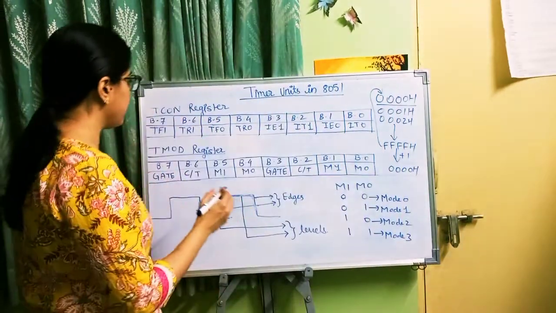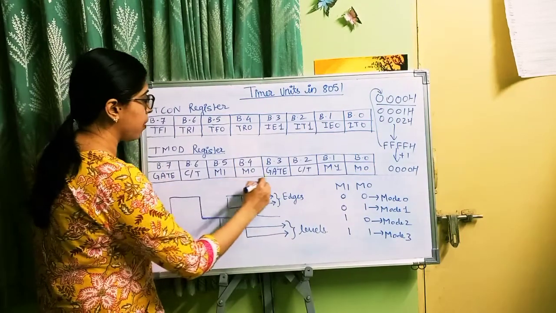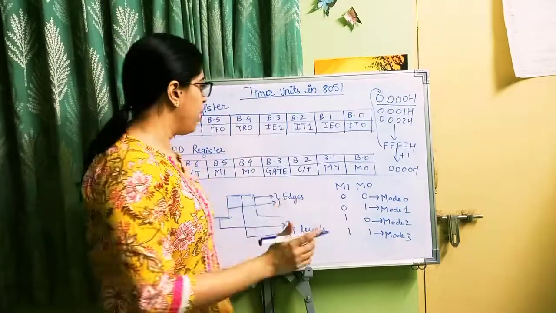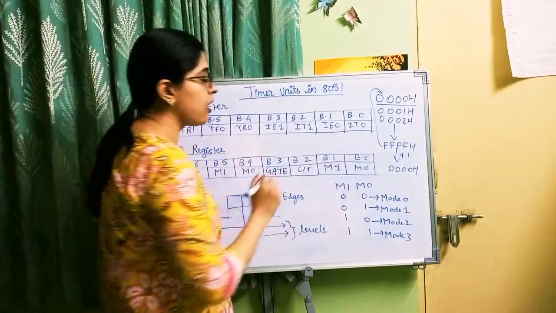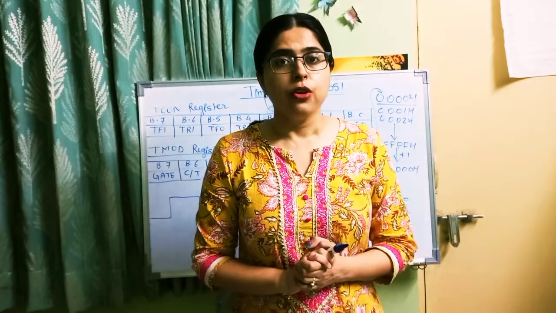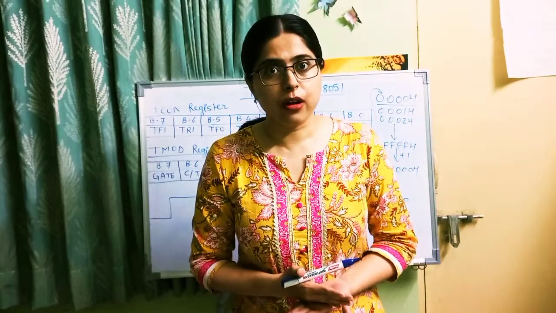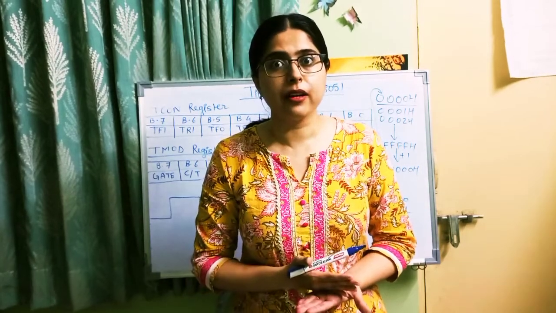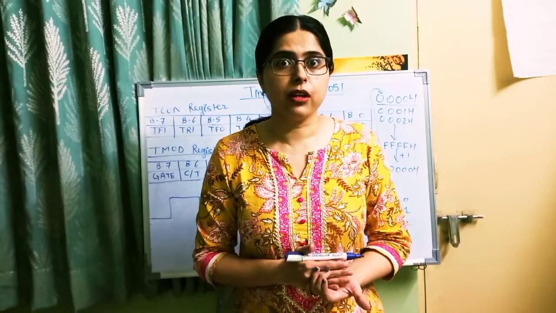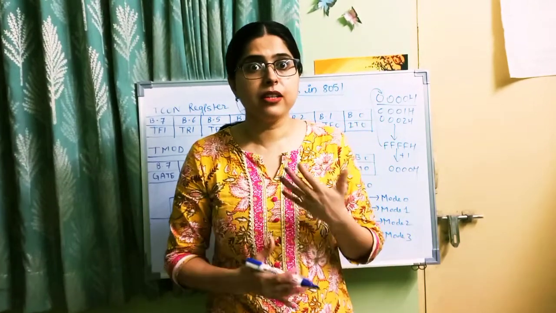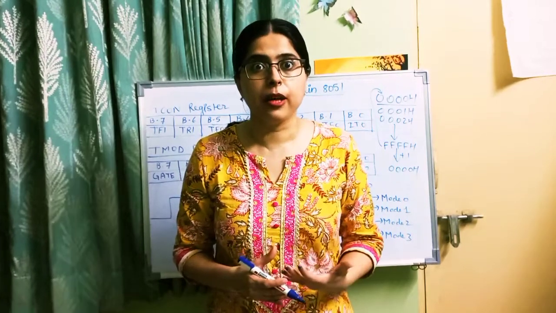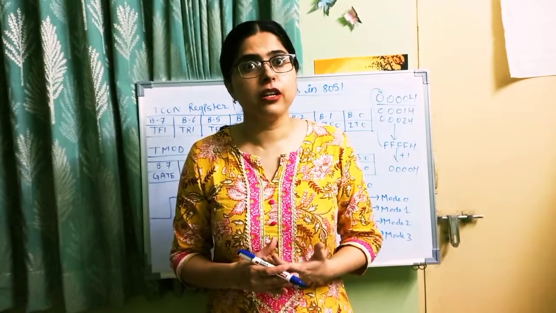Now you can see the bits from bit 7 to bit 4 are for timer 1, and from bit 3 to bit 0 are for timer 0. So that is the total 8 bits of the TMOD register. In this way we have studied what timers are, why they are required, the registers associated with the timers, and their working. We have seen the bits present inside those registers in detail. So this was about the TCON register and TMOD register.